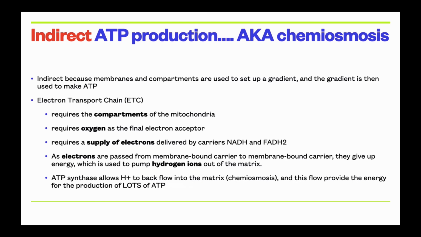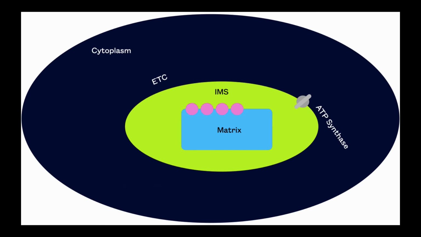Now, the payoff comes when the hydrogen ions flow backward into the matrix through an embedded protein or enzyme called ATP synthase. This backflow is where most of the ATP production is coming from. So let's try to relate this now to a picture.